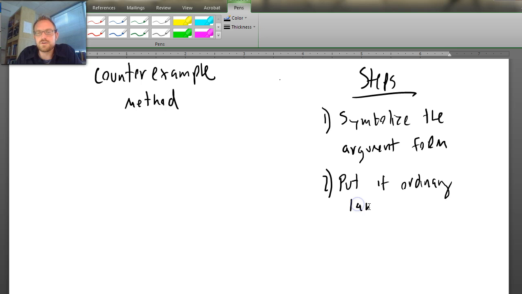Now you can see here that with the counterexample method, if you already have the symbolic form, then you're going to put it in ordinary language. If you're going to symbolize it, you may be starting with the ordinary language and then symbolizing. So these two things can probably be reversed. It depends on the sort of argument you're looking at. Most of the homework books we have are going to have an argument form, so you're going to put it in ordinary language. And then three, then you're going to look for a substitution instance.